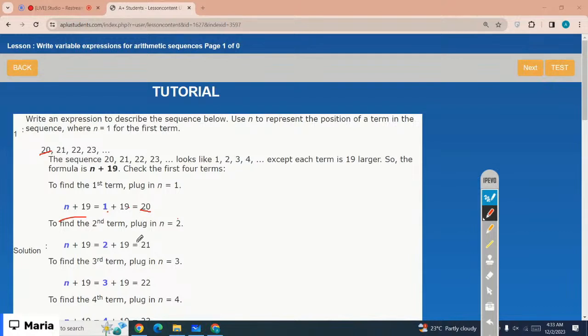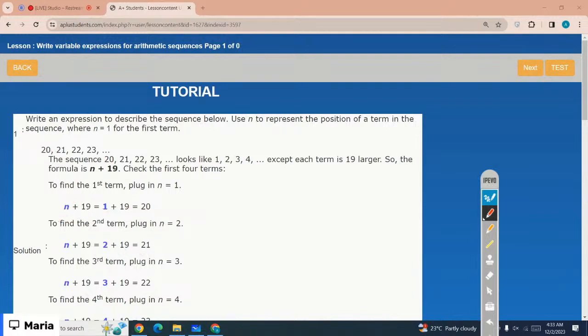The next one is 21. 19 is fixed. You have to change the n values. 19 plus 2 is 21. 19 plus 3 is 22, right? And 19 plus 4 is 23. That means n plus 19 is the correct one, right?